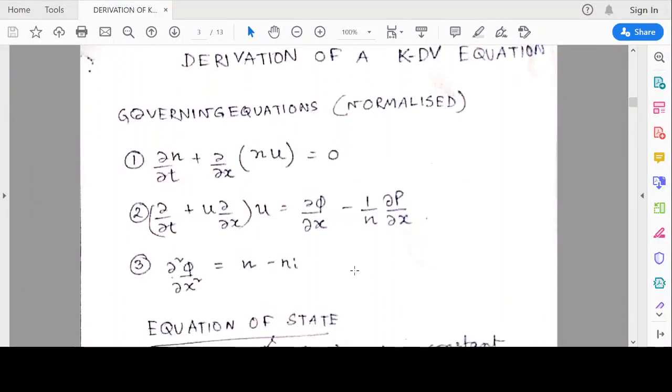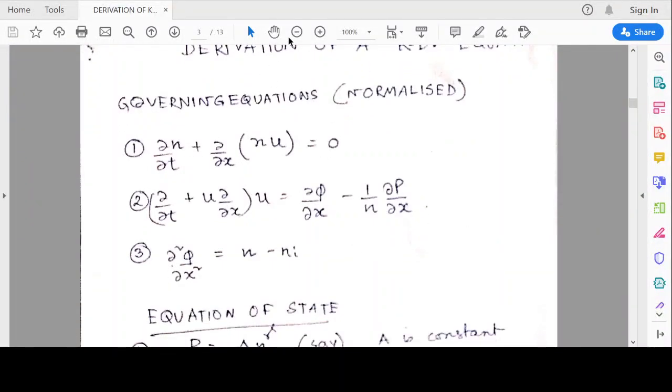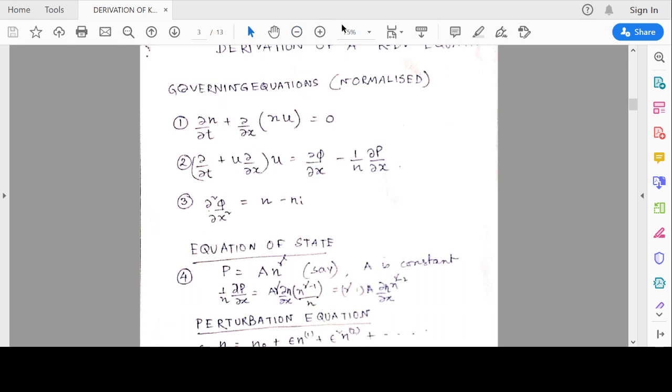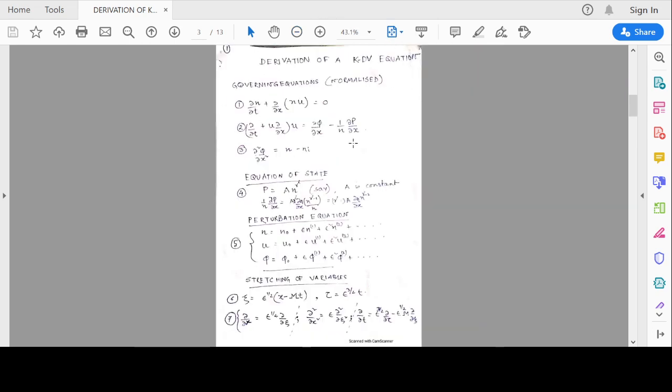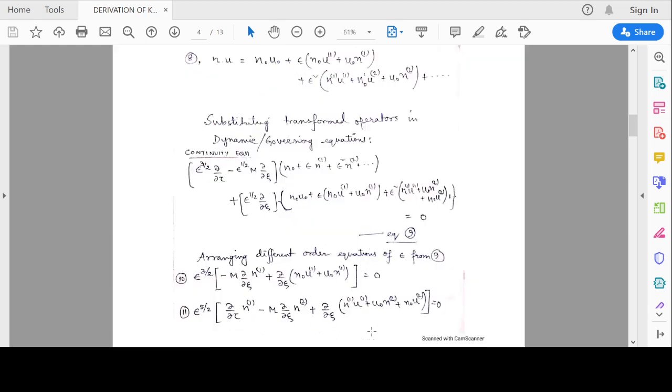this. These are the general governing equations. Let me put it in one place. We have got the governing equations, we have the equation of state, we have the perturbation expansion, we have the stretching of variables, we have the transformed differential operators. We put the transformed differential operators right in the extended form, arrange for different orders. We have just taken epsilon to the power 3 by 2 and epsilon to the power 5 by 2 because we are not going to the higher order terms. Because if you take higher order terms, those will give you higher order KdV like equations.